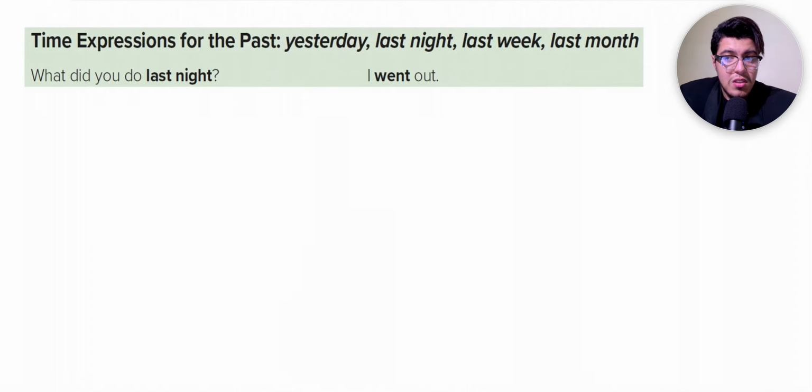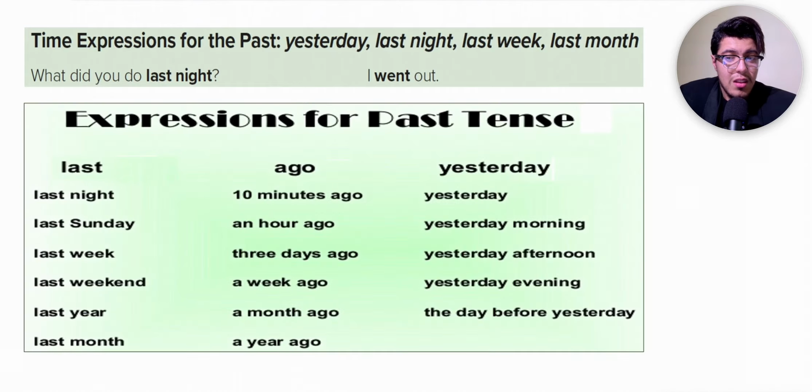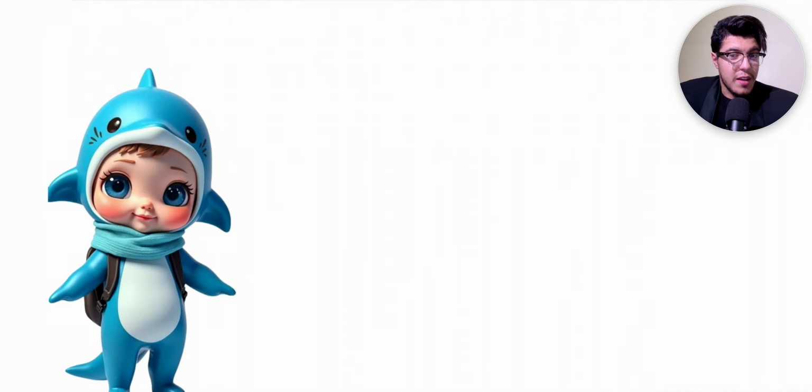Time expressions for the past: we have yesterday, last night, last week, last month. Whenever we find these time expressions, it means that the sentence is in the past tense and we should transform the verb to the past tense, either in a regular or irregular form. And now let's have some practice with Dolphin.